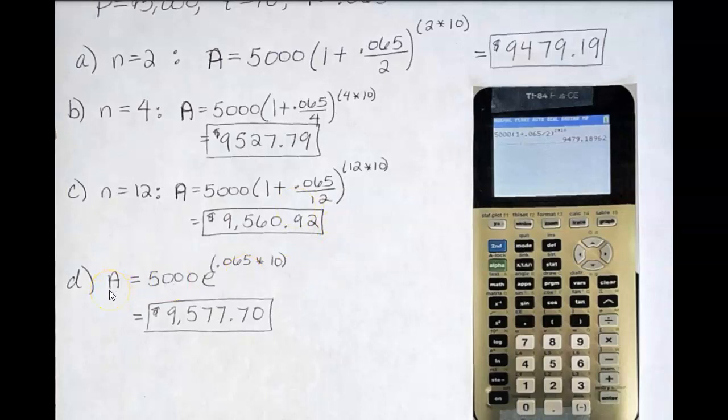And then finally on part D, when it said compound continuously, that's when we have to switch formulas. So it's the principal, which was still 5,000, E, so you would just type 5,000, and then second function, and then your ln would pull up the e to the power, and then in the parentheses, or in the box, you would just type 0.065 times 10 and close the parentheses or arrow out of the box. And when you press enter on that one, you get $9,577.70.